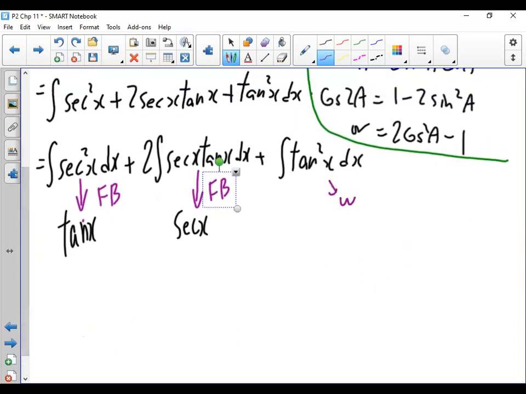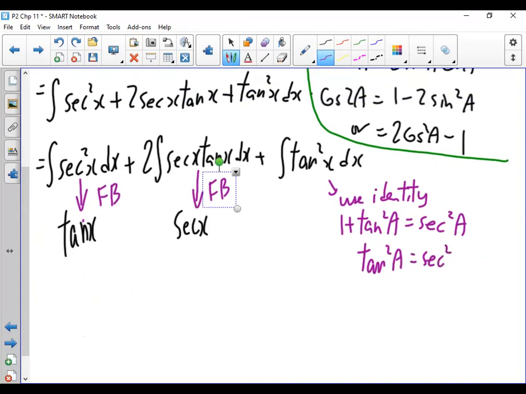We're going to use identities. The identity is 1 plus tan squared A equals sec squared A. We want tan squared as the subject, so I make tan squared A the subject. Okay, so now I can write the next line.